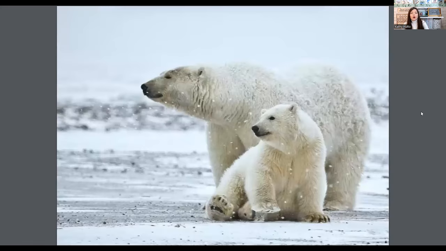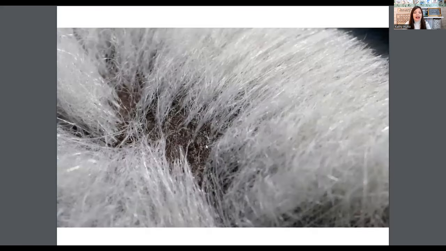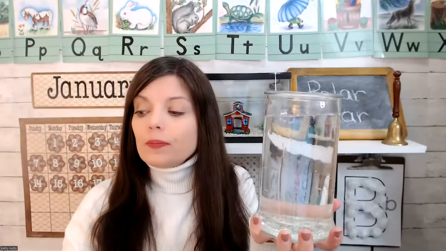Now we said that a polar bear looks white to us, but if you could look under all that fur, you would see that actually a polar bear's skin is black. And if you could look up close at each of those polar bear's hairs, you would see that they're clear, they're translucent. That means you can see through them, like this glass of water.